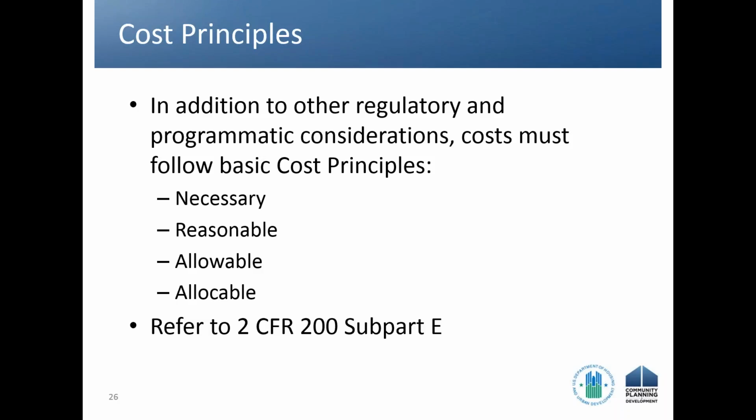Those cost principles in Part 200 call out four basic things that any federal cost has to meet. So now we're no longer in just CDBG world, we're in any kind of federal grant that you're working on, but we'll apply it in a CDBG context. Any federally paid cost has to be necessary, reasonable, allowable, and allocable. So we're going to go through each one of those.